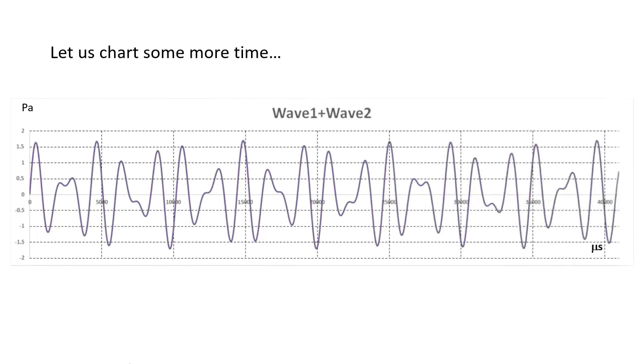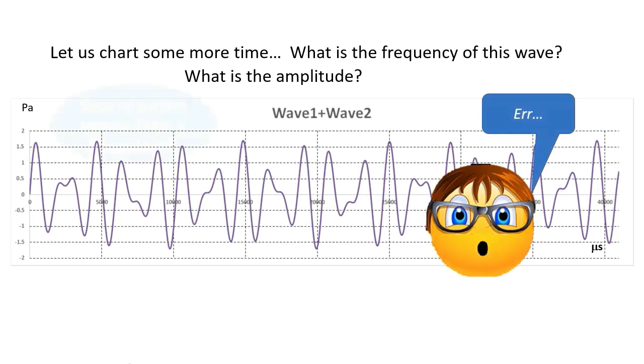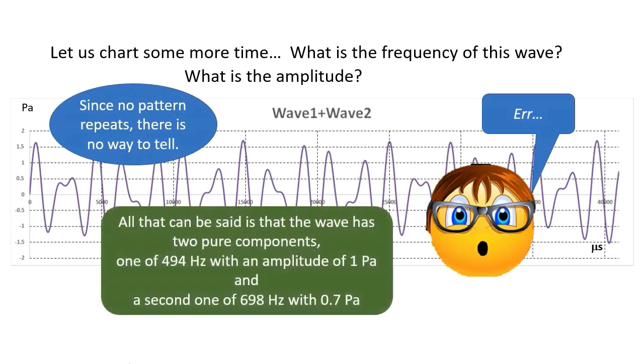Let's chart some more time. What's the frequency of this wave? What's the amplitude? Anyone? Sebastian? Since no pattern repeats, there's no way to tell. All that can be said is that the wave has two pure components, one of 494 Hz with an amplitude of 1 Pascal, and a second one of 698 Hz with 0.7 Pascal. That's it.